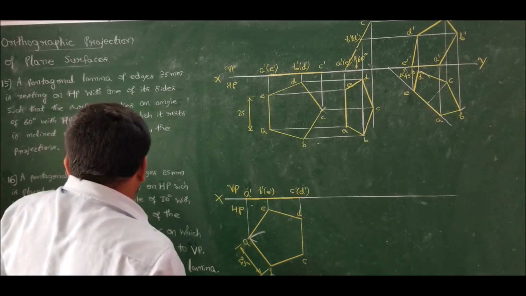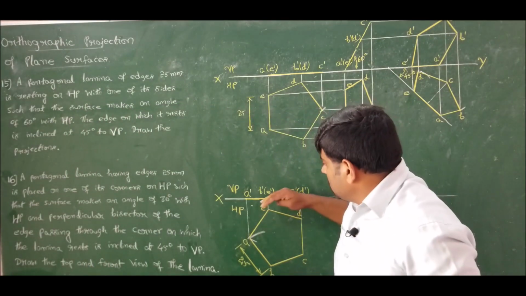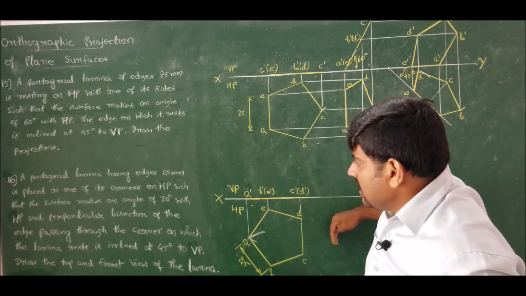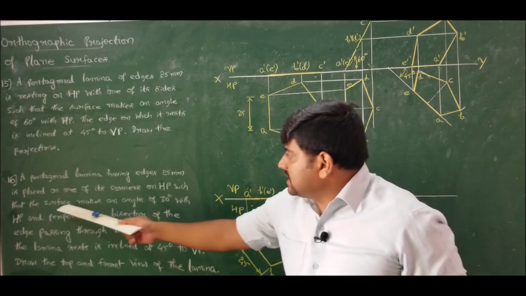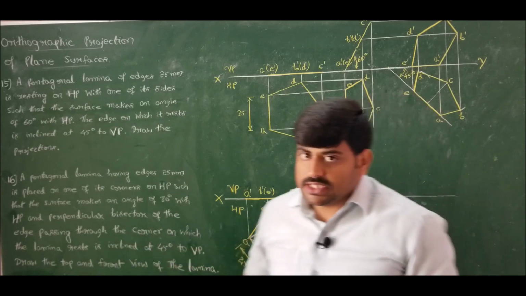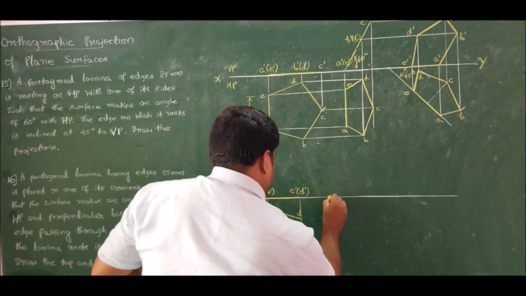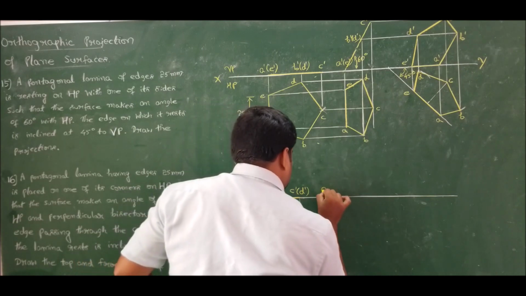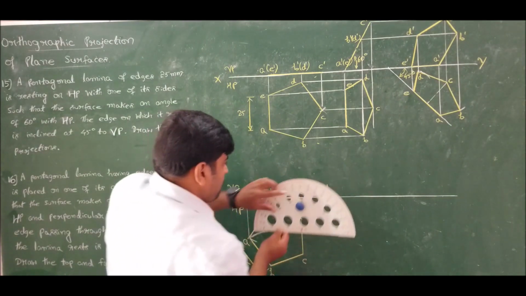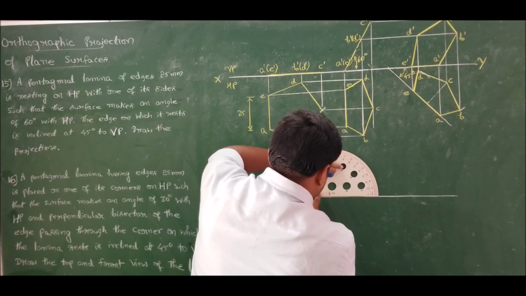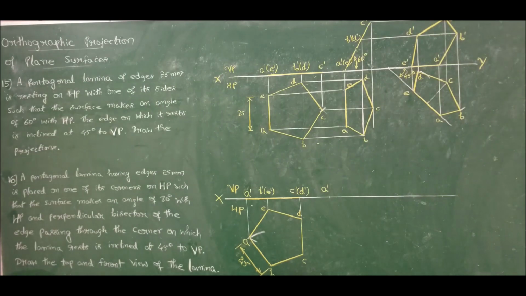Now what he says, since the lamina is resting on HP, I should incline the lamina to HP itself in the second position, that is rest on corner on HP such that the surface makes an angle of 30 degree with HP. So this surface is making 30 degree with HP. So therefore I will mark the corner A dash and measure 30 degrees. Measure 30 degrees. Measured. Now transfer the lamina.